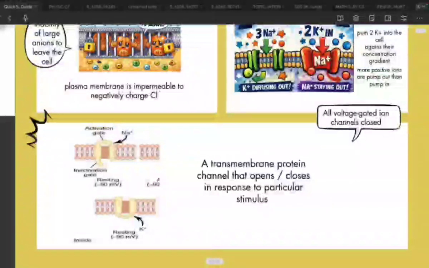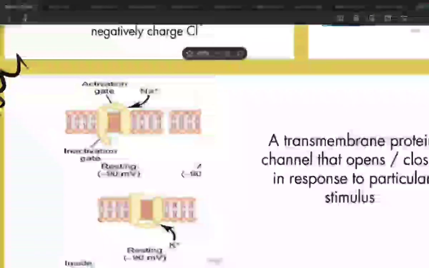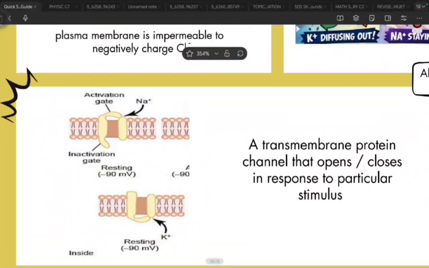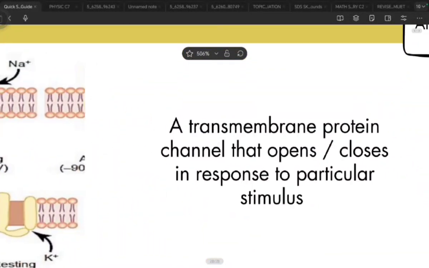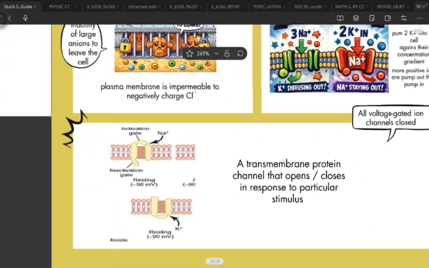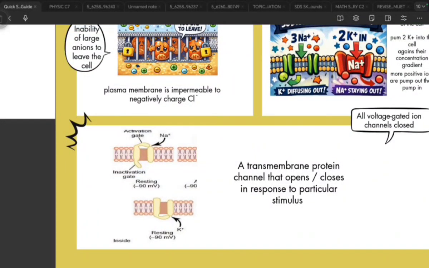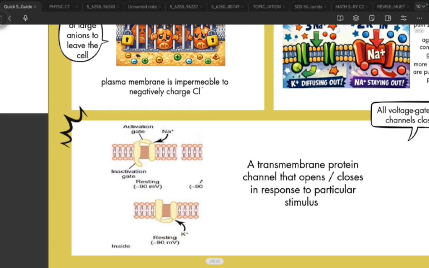Lastly, all voltage-gated ion channels close. A voltage-gated ion channel is a transmembrane protein channel that opens or closes in response to a particular stimulus. So in resting potential, the voltage-gated ion channels are closed.